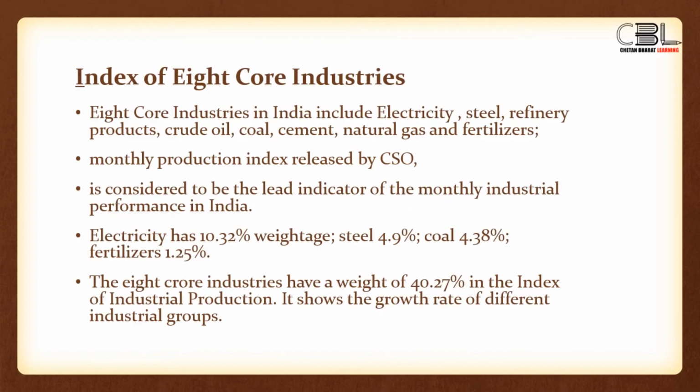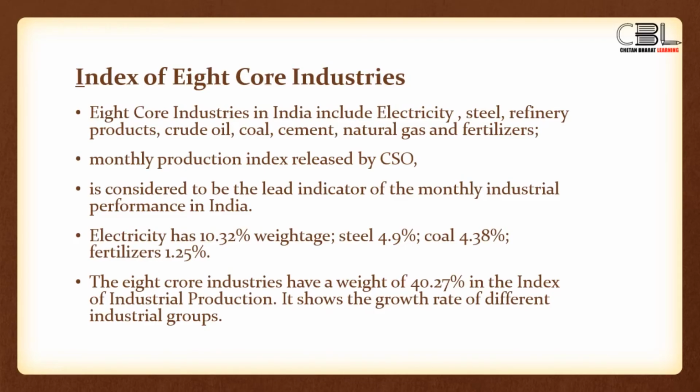It is a monthly production index and it is released by the Central Statistics Office. It is considered to be the lead indicator of the monthly industrial performance in India. If it is high, that means the performance has been better. See, electricity has 10.32% weightage, steel 4.9, coal 4.3, fertilizer 1.25. This we'll discuss in the next slide, where we'll see who has got the highest weightage and which has got the lowest weightage.